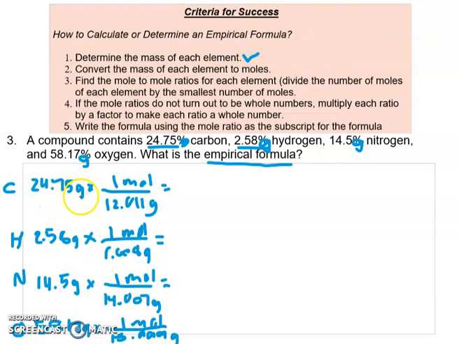So 24.75, my grams cancel out. 24.75 divided by 12.011 is about 2.06. 2.58 divided by 1.008, again my grams cancel out, I'm finding my moles, is approximately 2.56. My grams cancel out here again, and I'm left with moles. 14.5 divided by 14.007 is about 1.04.